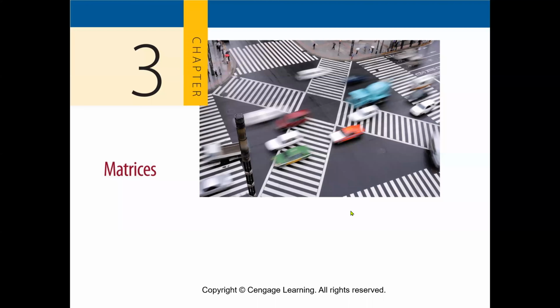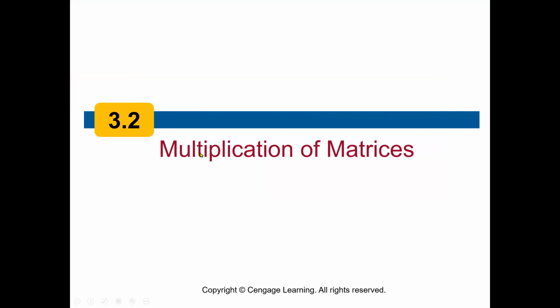So again, in these lectures we're going to discuss matrices. This time we are going to section 3.2. How do we multiply matrices? Multiplication of matrices. Now there's one special rule in order to multiply two matrices together. The first matrix's columns must be the same size as the second matrix's rows.